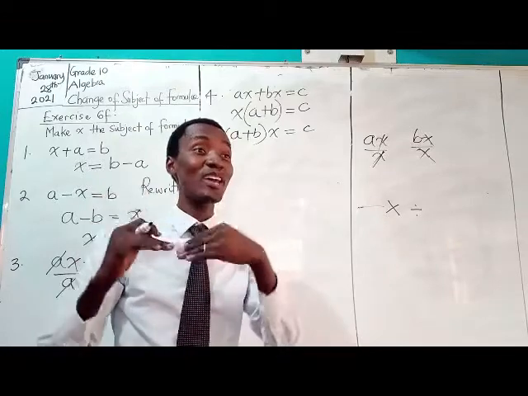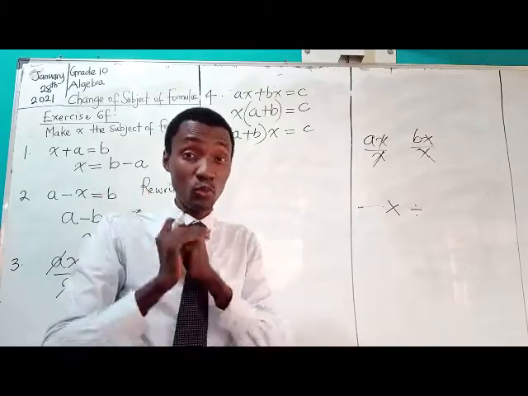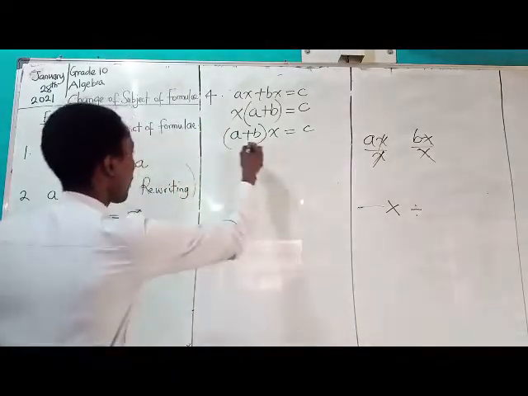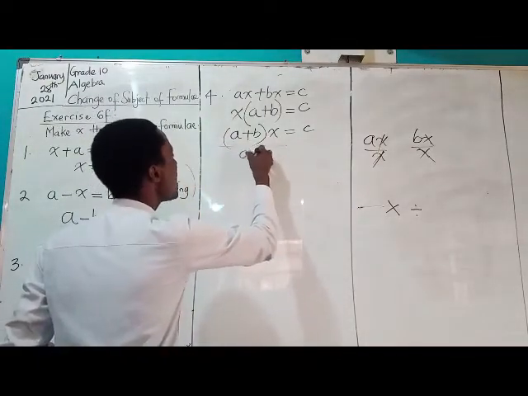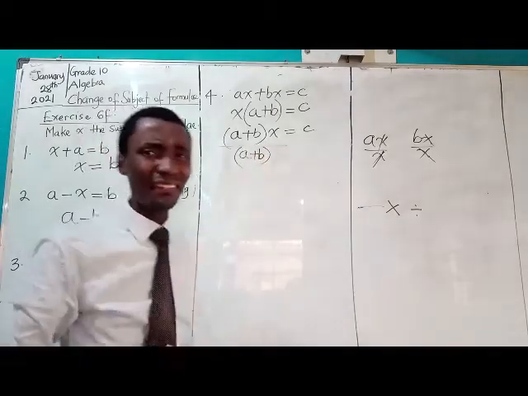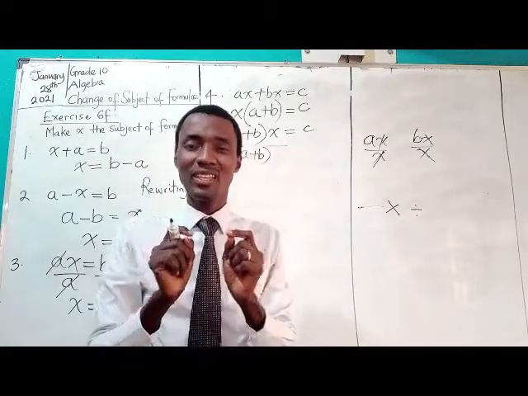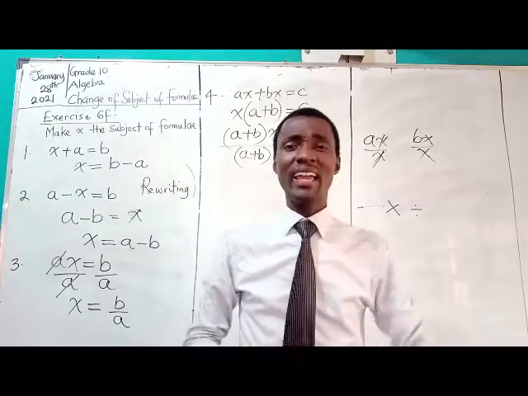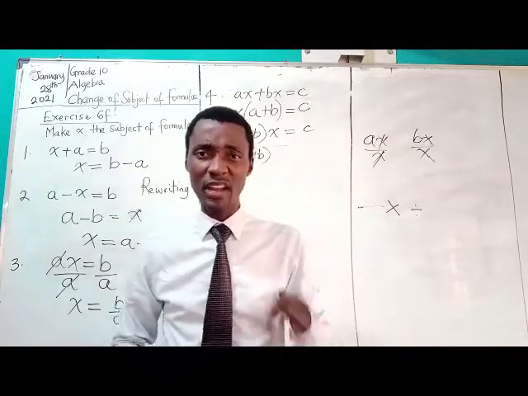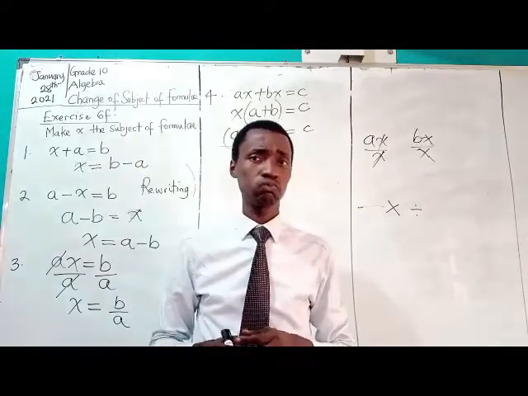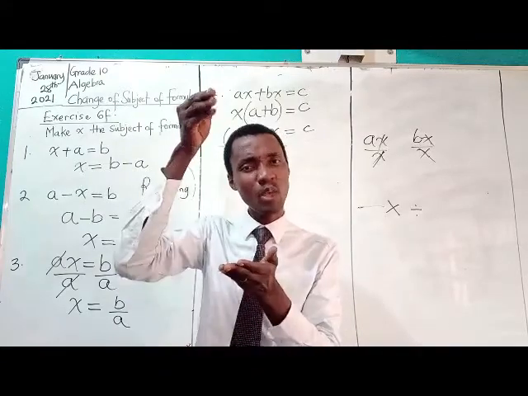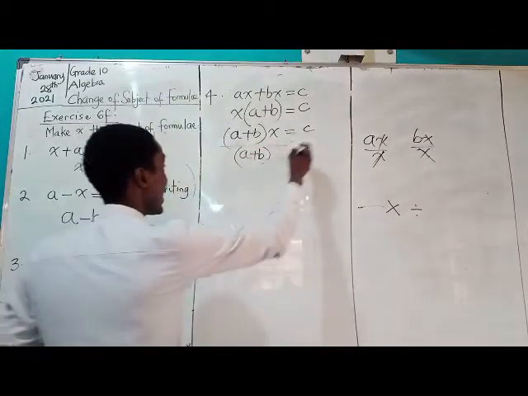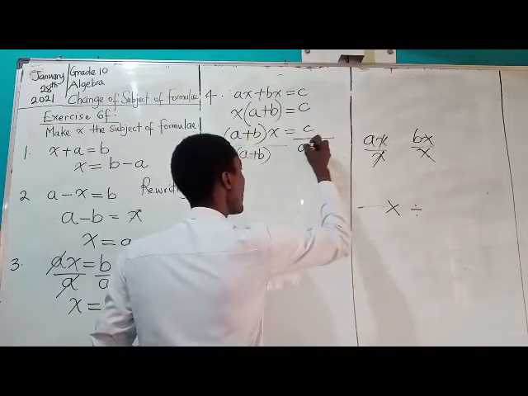If you go back to pick your grade 7, 8, and 9 textbooks now, the understanding will be awesome. Now, I will divide both sides by A plus B. Now, A plus B is like having jollof rice. Can you separate the jollof from the rice? No. Because that's what some of us do. Will that cancel the jollof from the rice? It doesn't work like that. So that said, you divide both sides by A plus B.